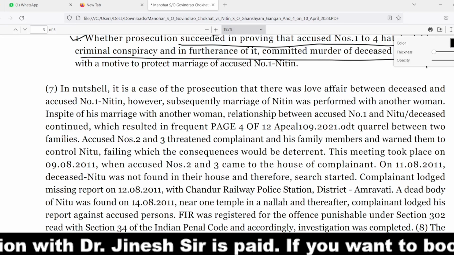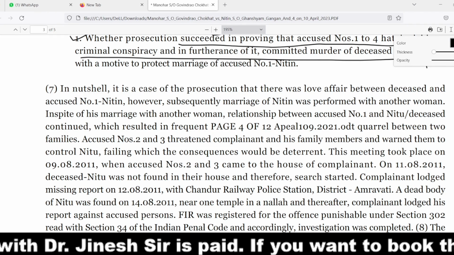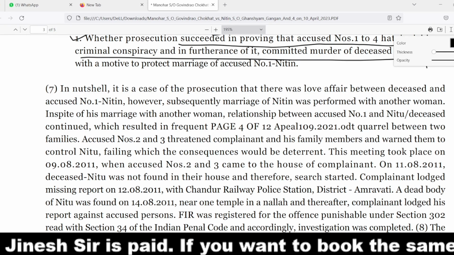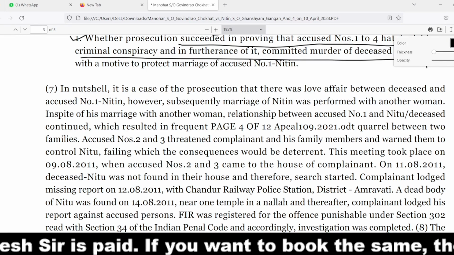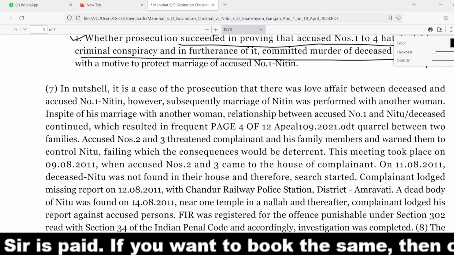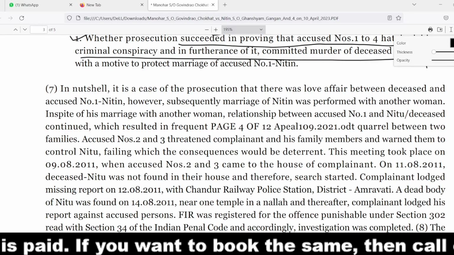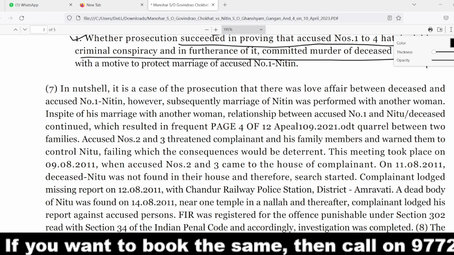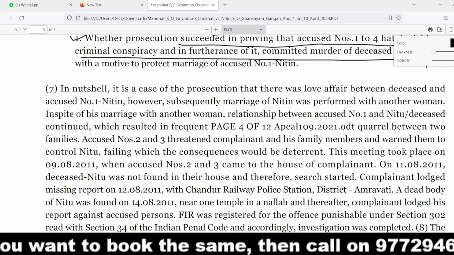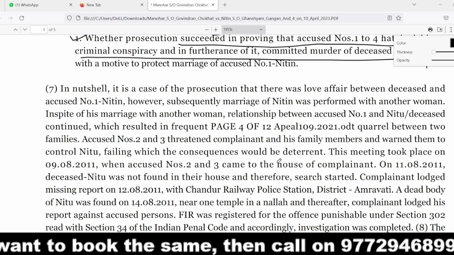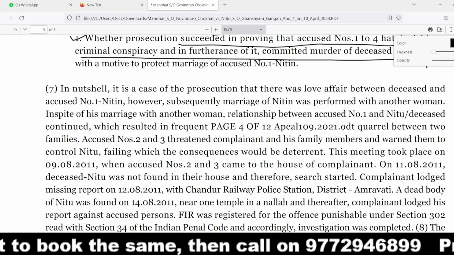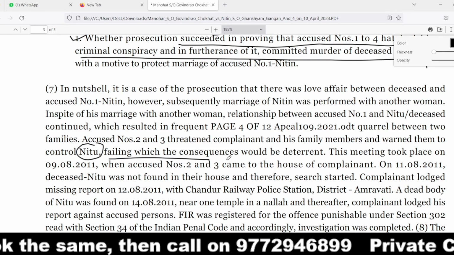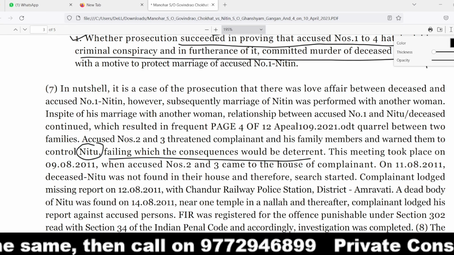the accused number 1 and the deceased were in a love affair. Subsequently, the marriage of Nitin was performed with another woman. Despite his marriage with another woman, the relationship between accused number 1 and Neetu continued, which resulted in frequent quarrels between the two families. Accused number 2 and 3 threatened the complainant and his family members and warned them to control Neetu, meaning the deceased, failing which the consequences would be deterrent.